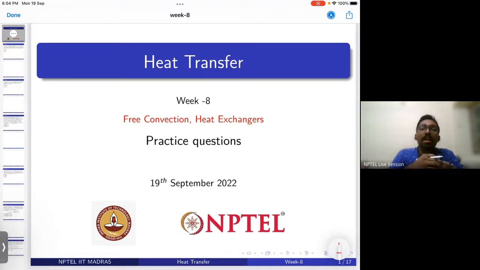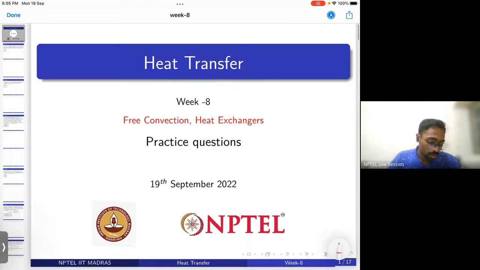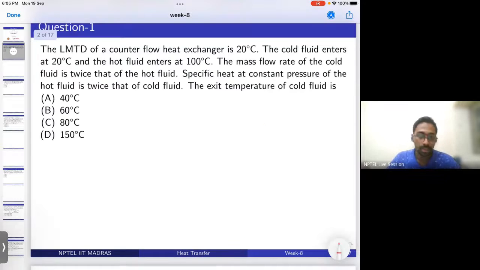Then the thermal analysis of heat exchangers was started, where the LMTD, that is the log mean temperature difference, for parallel flow and counter flow was discussed, and also the heat transfer in both parallel flow and counter flow heat exchangers was discussed in week 8. So let's discuss some of the questions based on these week 8 topics. Let's get started with the first question.